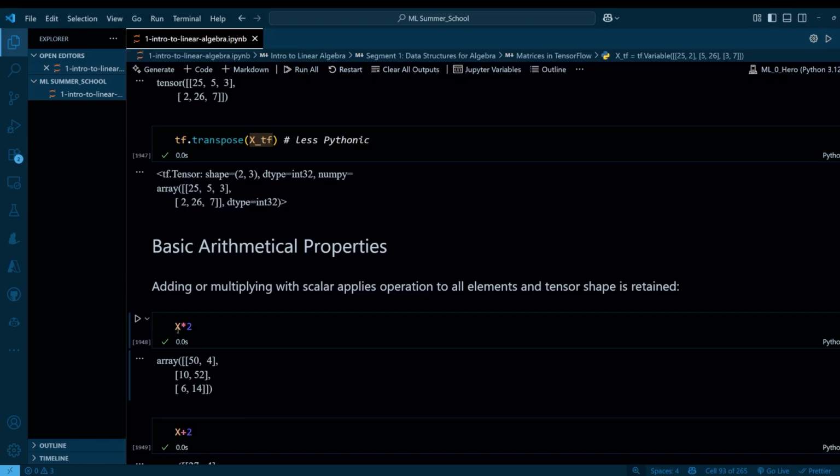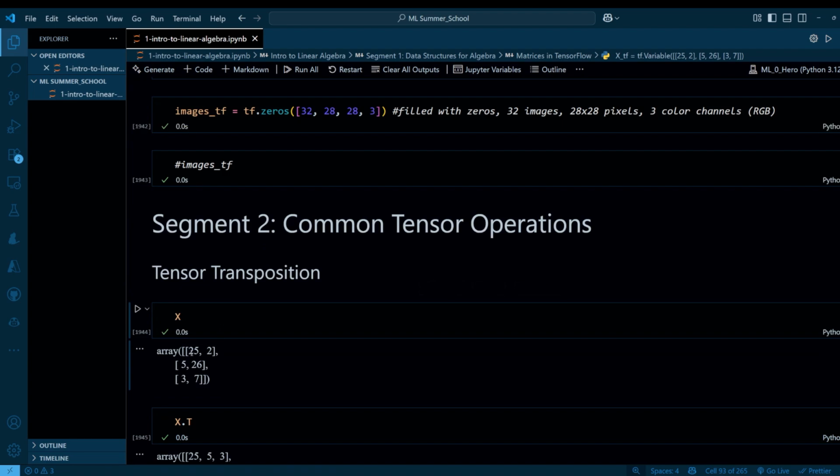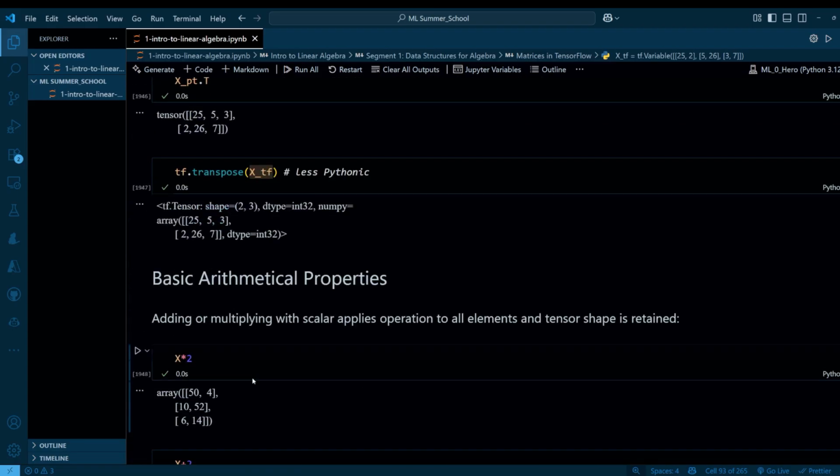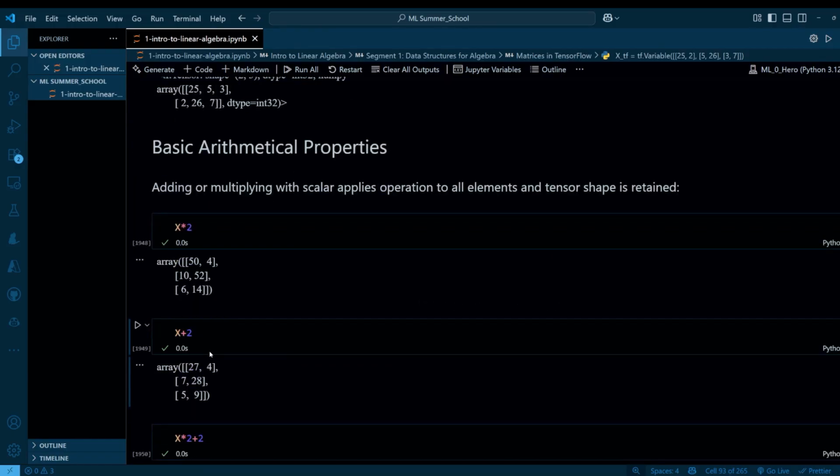So here you see the x, this is x, which has 3 rows, 2 columns, and values 25, 2, 3, 26, 3, 7. What we can do is we can multiply. There are a few arithmetic properties we can use, like we can multiply 2 to all of the values. You can see 54, 54, every value has been multiplied by 2. We can also add 2 with every value. You can see every value has been added 2 with it. 25 plus 2 is 27, right?